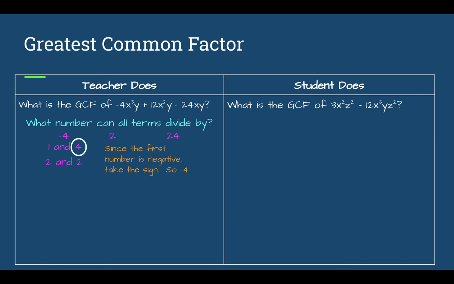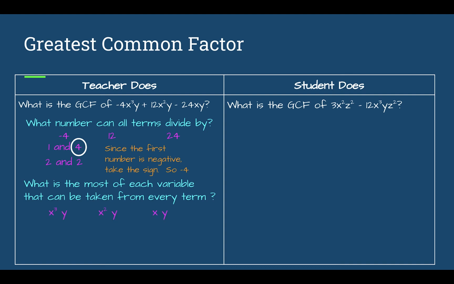And again, since that first term is negative, we need to take the sign, which means it's going to be negative 4. And what's the most amount of each variable that we can take from every term? So I have x to the third y, x squared y, and xy. If I wanted to write them out, I can see in that last one there's only one x to take, so I can only take one x from each term. In that last term as well, there's only one y, and I can check there is a y in every one that I can take. So my final GCF, I would take negative 4 and then 1x and 1y from each term. So negative 4xy. Now it's your turn again.